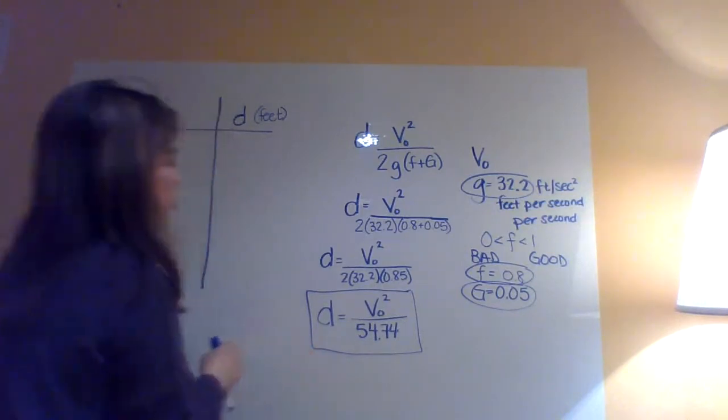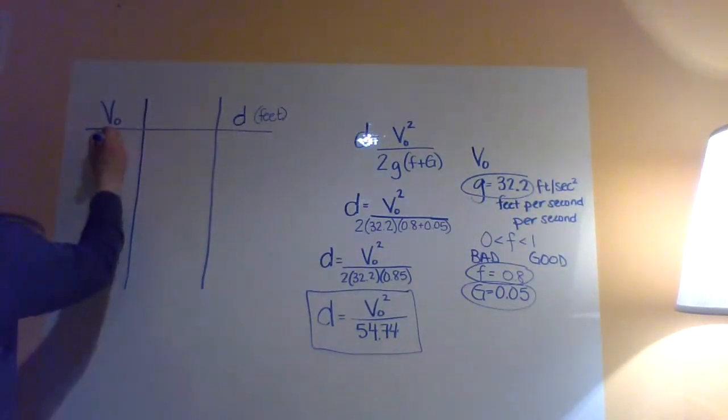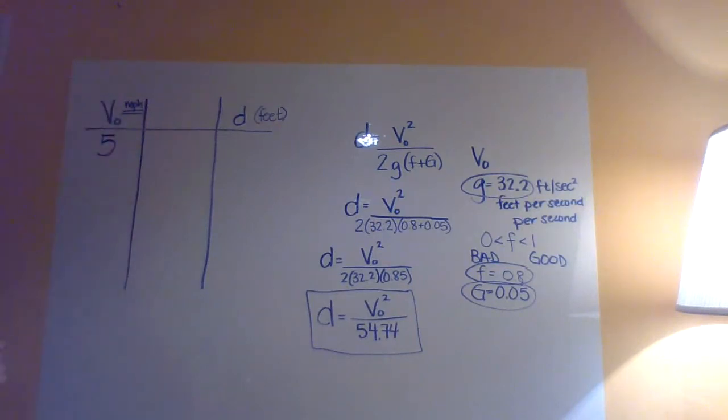All right, so let's go ahead and say we want to do 5 first, and this is in miles per hour. Okay, so my first little setup, like a little experiment, is going to be at 5. We're going to be traveling at 5 miles per hour, and we want to know how far my car still travels after I hit the brakes at 5 miles per hour.